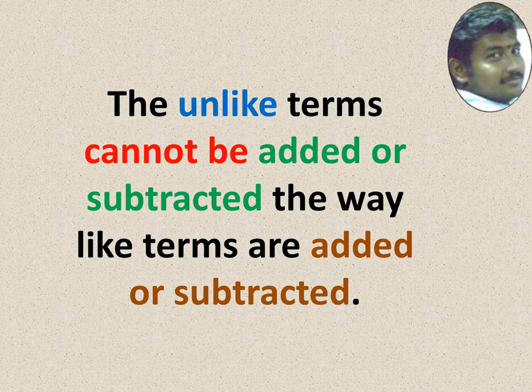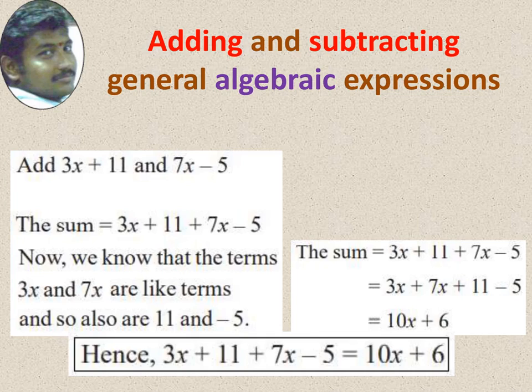So here we understood that unlike terms cannot be added or subtracted the way like terms are added or subtracted. You need to remember, unlike terms we cannot subtract, unlike terms we cannot add. That is a very important point. Only like terms we can add and subtract. Here, adding and subtracting general algebraic expressions.